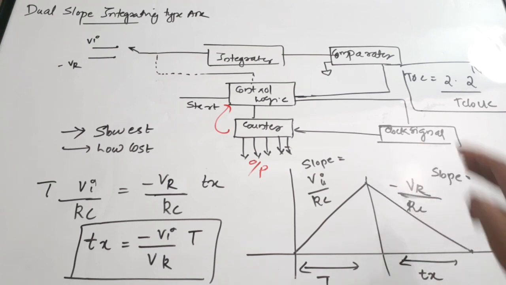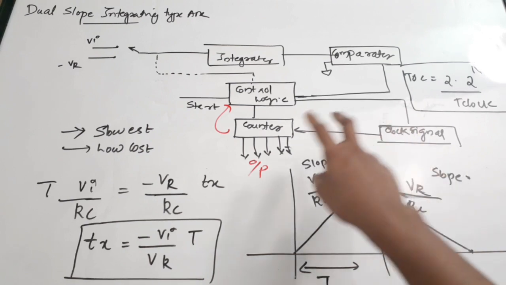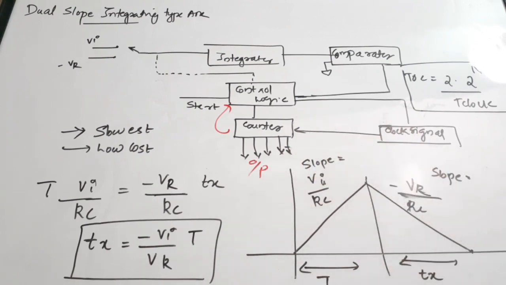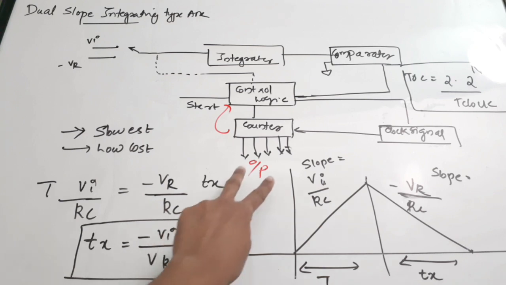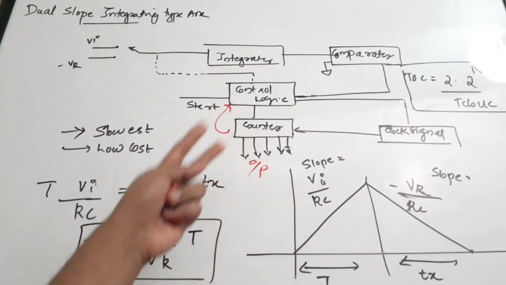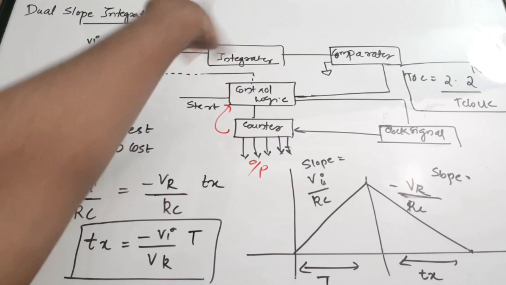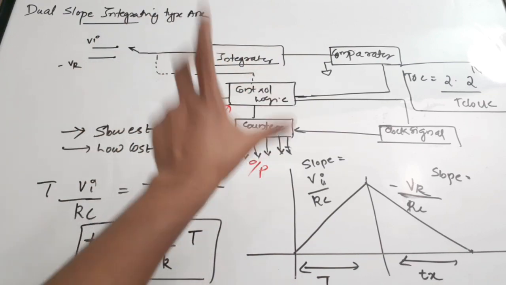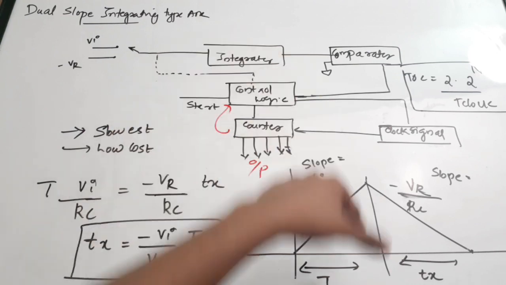Okay, so the clock pulses will get stopped, and at this point whatever is present at the output of the counter will be taken as your digital output. While removing the charge also, the counter will operate. So don't think that the counter has stopped. It will again operate for the next cycle also.